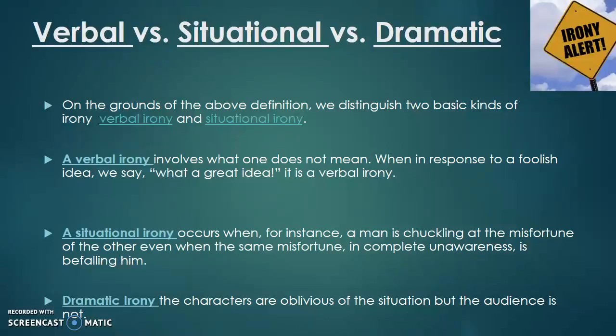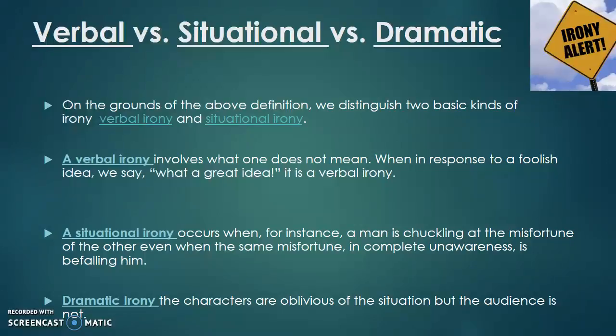A situational irony occurs, for instance, when a man chuckles at the misfortune of another even when the same misfortune, in complete unawareness, is befalling him. So maybe something where he's laughing at his friend because his friend's girlfriend left him, but ironically at home maybe his wife is packing her bags and leaving as well. That would be situational irony.